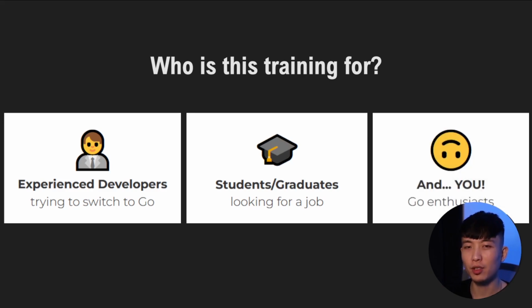Last but not least, this training would be perfect for Go enthusiasts. Those of you who believe Go is where the entire industry is headed towards, you want to use cutting-edge technologies now available in the Go ecosystem, and you want to collaborate with other Go enthusiasts in the community.